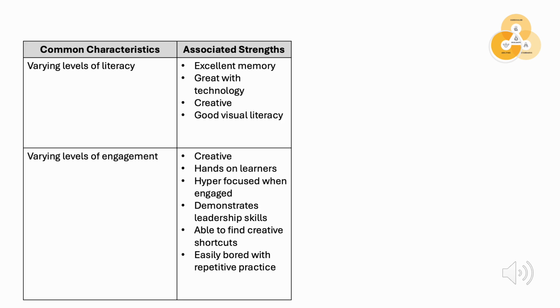Now that we've identified the common characteristics, we think about what are the associated strengths related to those common characteristics, and we map those out. Once again, we're thinking about all students in our classroom, not simply individual students with disability or diverse learning needs. We're thinking about everyone we see in front of us in our room.